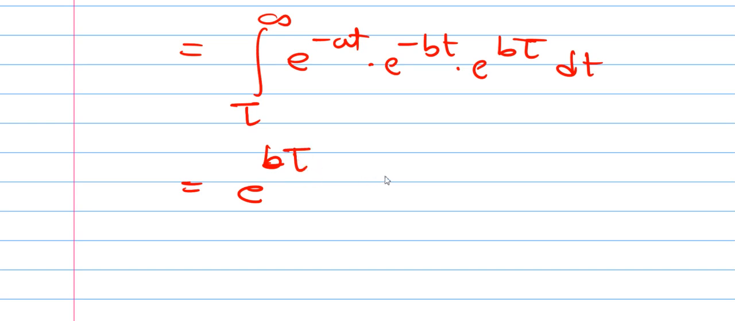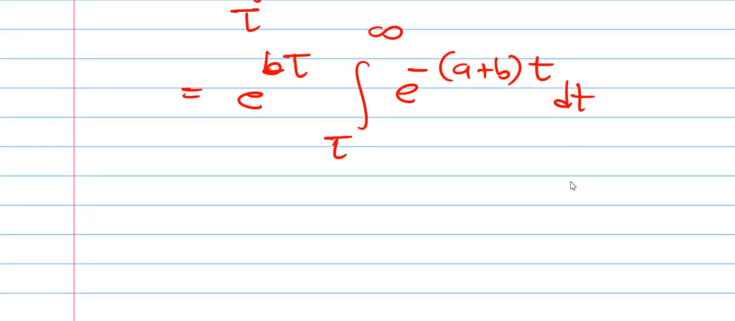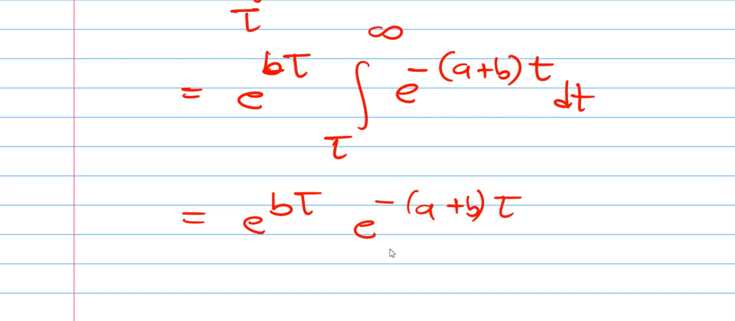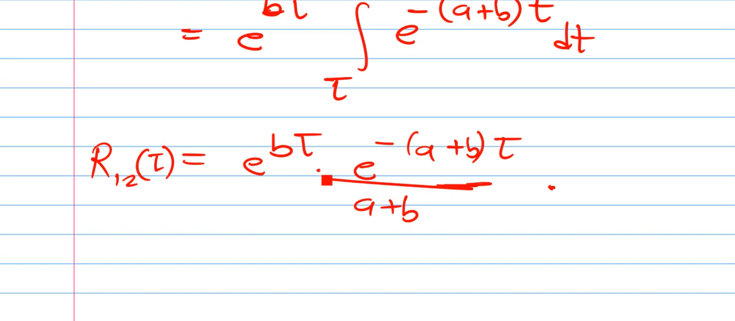E raised to b tau is a constant, and combine these two exponentials, so it becomes e raised to power minus (a plus b)t dt. Now substitute the limits infinity and tau in this integration, so it becomes e raised to b tau times e raised to power minus (a plus b) tau upon a plus b. So after solving the integration and putting the limits, we get this. So this is the R12(tau) cross correlation.